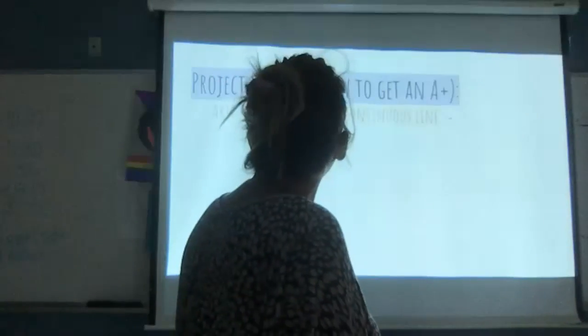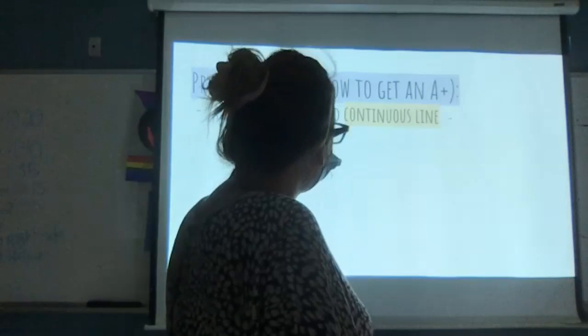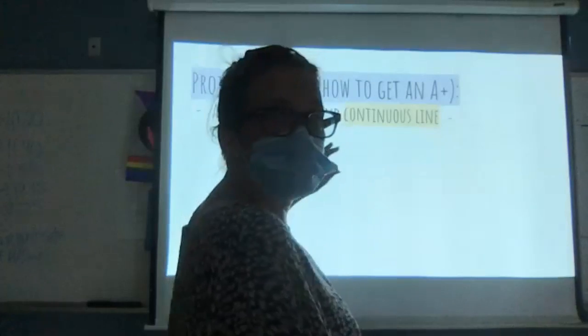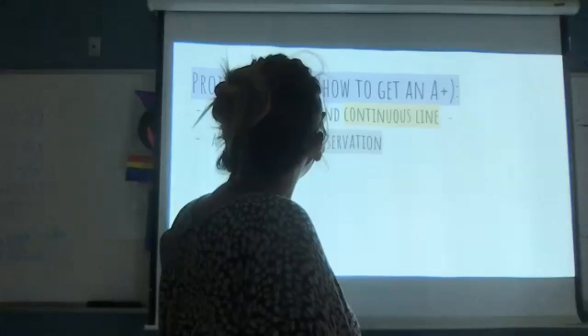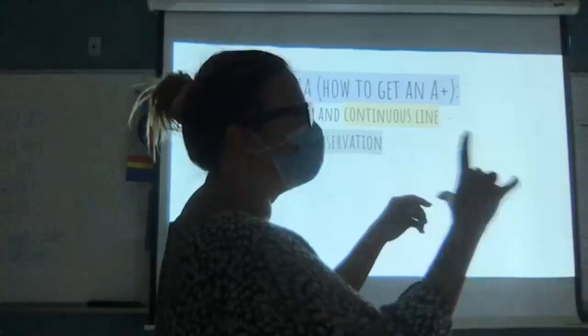How to get an A on this project. You're going to go slow and you're going to use somewhat a continuous line. I'm going to show you how to do that in a minute on the board with the lights on. You're going to draw from observation, meaning you're going to draw your hand. You're going to be looking at your hand.